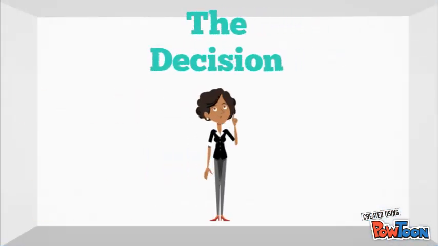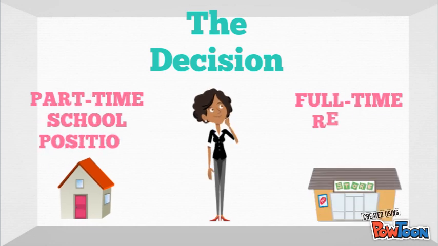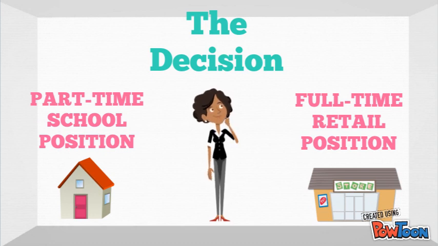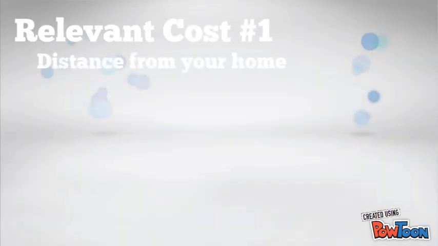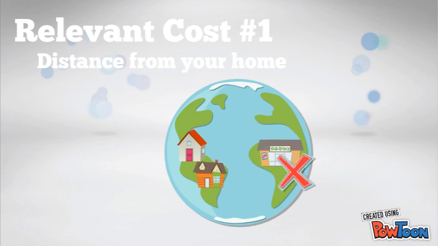To illustrate, suppose you were deciding between taking a part-time job at a school and taking a full-time position at a retail store. Let's first consider the relevant costs associated with these two alternatives. The first relevant factor would be how far the two different jobs are from your home. If the school location of the part-time job is closer to you than the location of the retail full-time job, this would be considered a relevant cost.